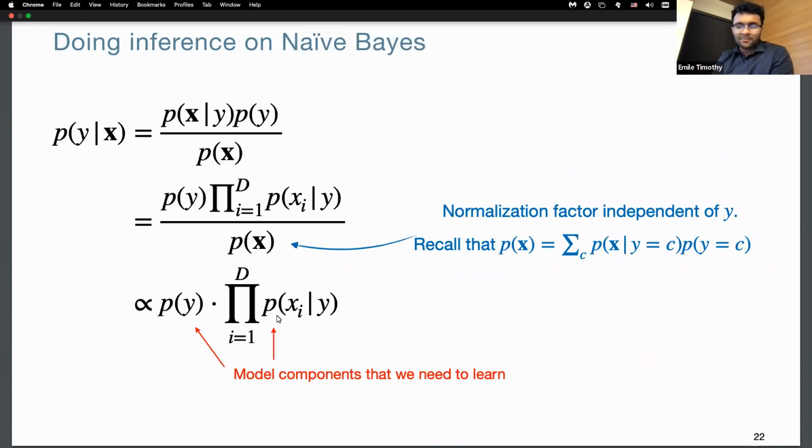And then you can do some statistical inference on the naive Bayes algorithm. So here the probability of y given x from the classic Bayes rule is the probability of x given y times probability of y over probability of x. We can expand the probability of x given y as this product that we defined in the earlier slide. And then we know that this is just proportional to the probability of y times the product of the probability of xi given y. And these are the two model components that we want to learn.